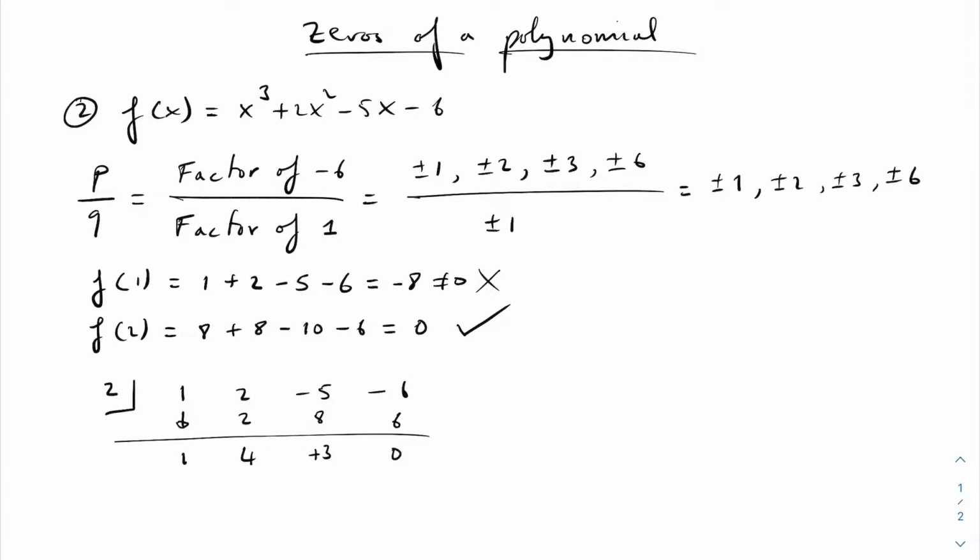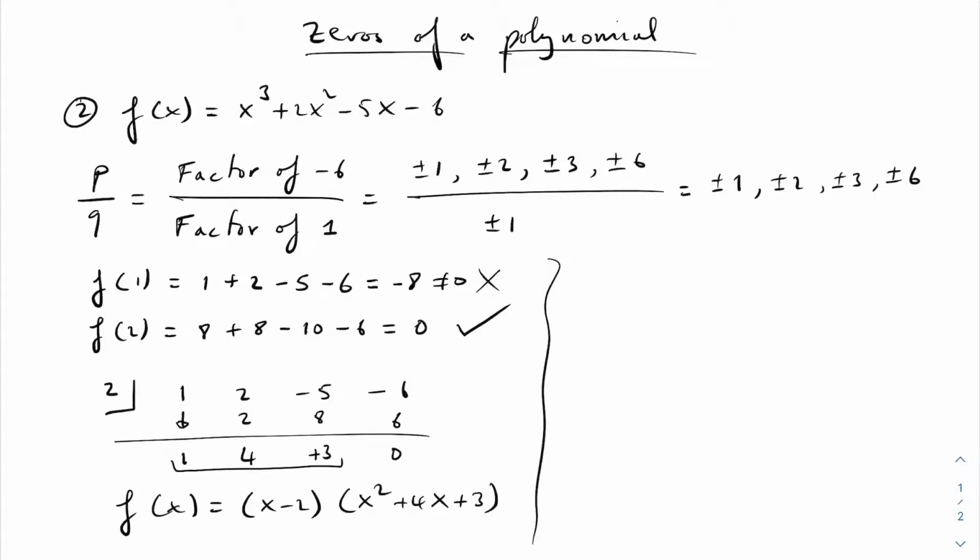And so these three numbers here represent the coefficients for the other factor making up the polynomial. I'm going to write my polynomial as f of x equals x minus 2, coming from the zero 2, times, in parentheses, x squared plus 4x plus 3. Since I have a quadratic now, I can go ahead and factor it because quadratics are easy to factor. So I'm going to write x minus 2 here. Then I'm going to look for two numbers that add up to 4 and multiply to 3. Those numbers are going to be 3 and 1. And so with that, I have my polynomial written in factored form.